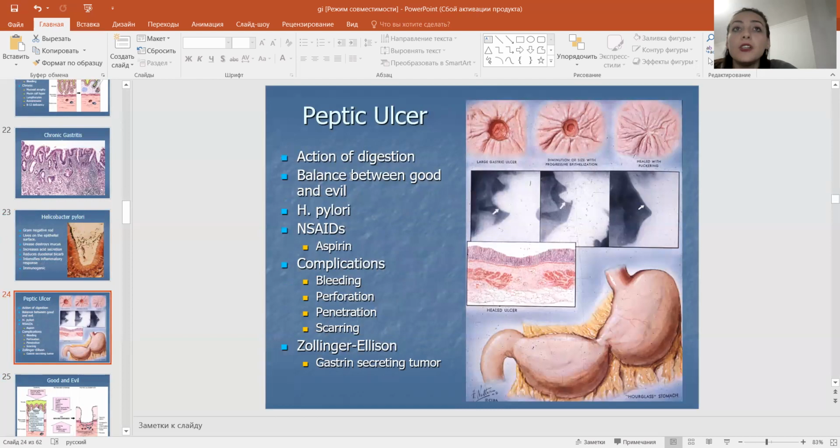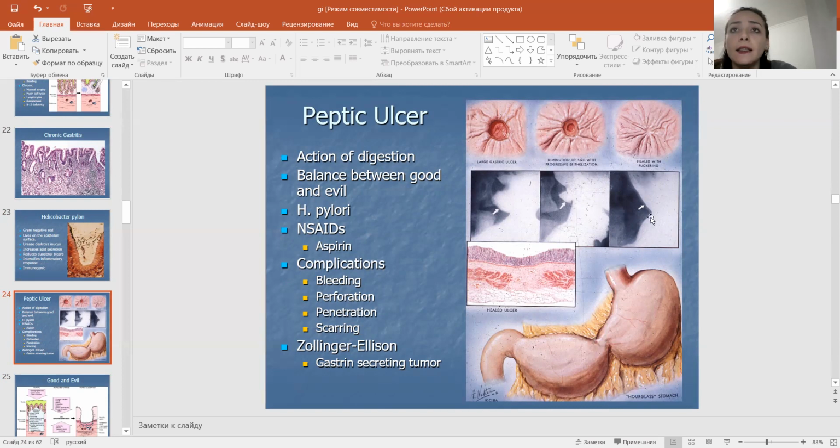Peptic ulcer, action of digestion, balance between good and evil. Helicobacter pylori, NSAIDs like aspirin, and complications may be bleeding, perforation, penetration, scarring. You can see there is scarring. It is one of the complications of peptic ulcers.